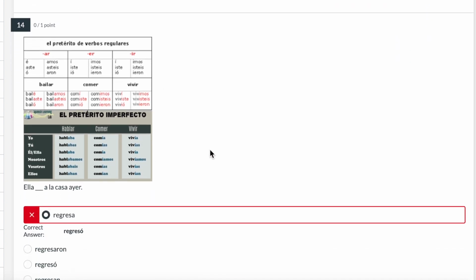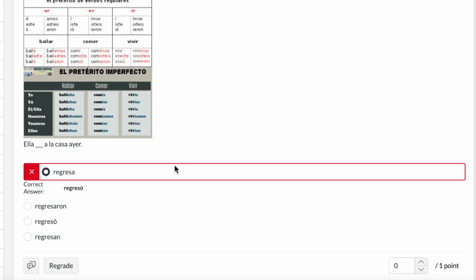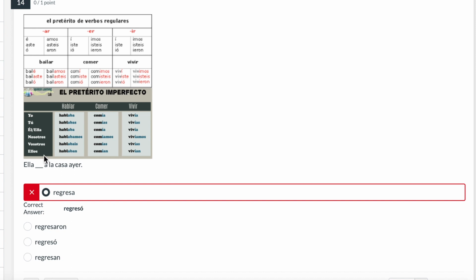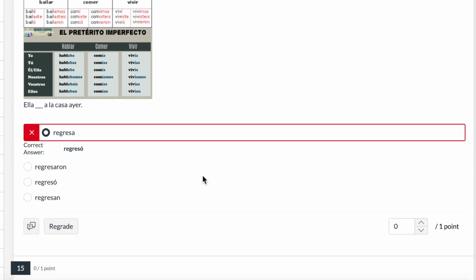And 14, ella blank a la casa ayer. Oh my gosh, what did I just say about ayer? That's right. It's pasado. So we're talking about ella. Regresa is present tense, so that's no good. Regresaron, aron, you'll see here, that's they. Regresó, with an accent, that is she. So that works. Let's just keep going. Regresan is present tense. That does not work with ella.